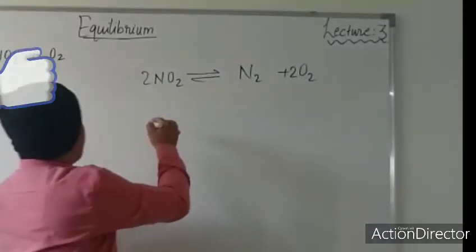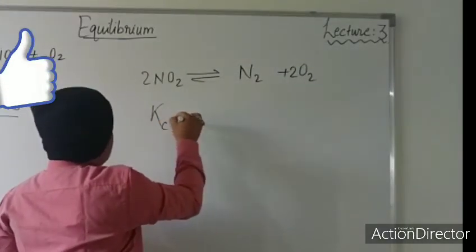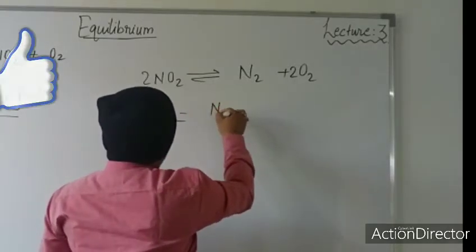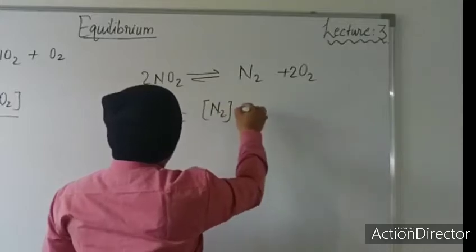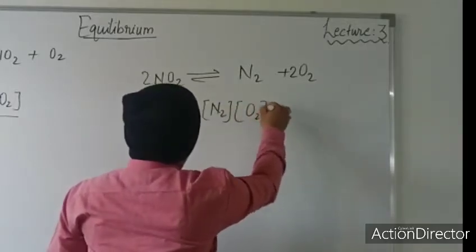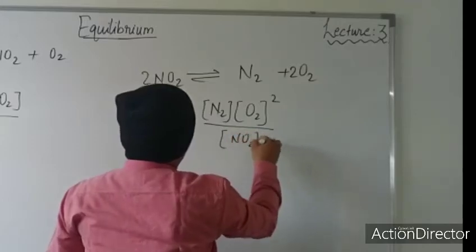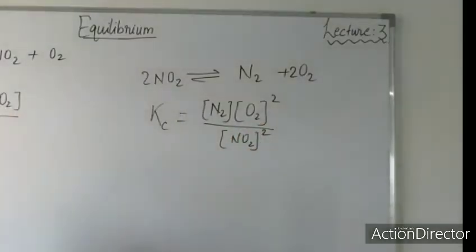If I ask you to write the concentration constant of this chemical equilibrium in the stoichiometric reaction, then you can write Kc is equal to the product of the concentration of nitrogen and oxygen to the power 2, upon NO2 to the power 2. So this is a chemical equilibrium constant, or you can say the concentration constant also.